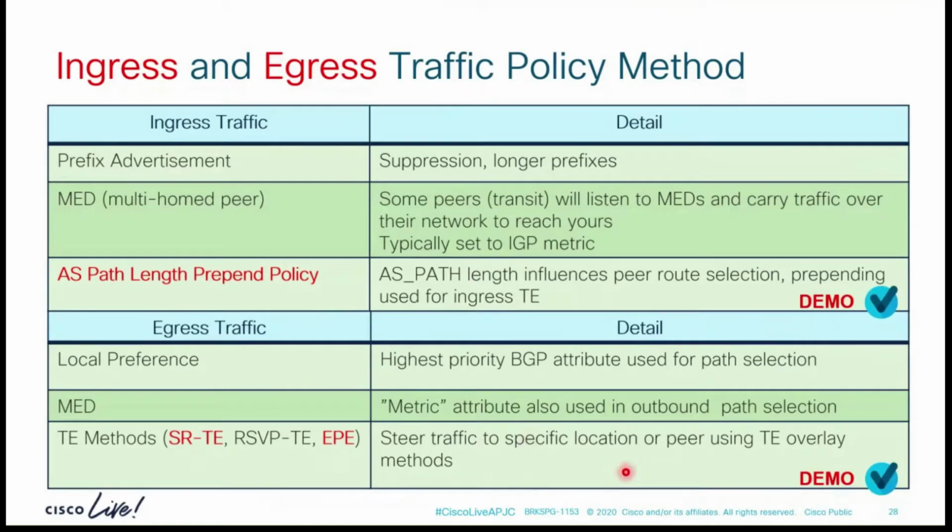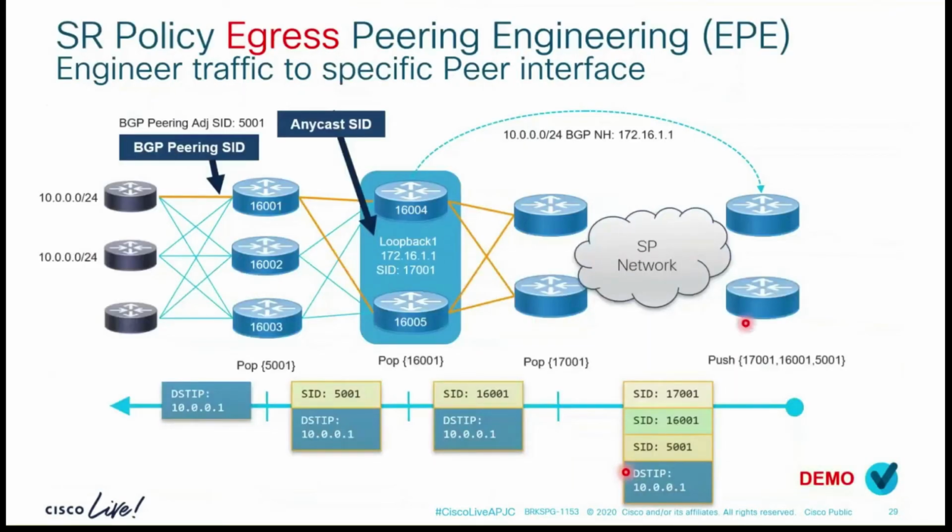Here's a bit of information on the EPE. Once the BGP peering SID is established and assigned by this router, this BGP peering SID can be part of the SR policy here, 5001. So the traffic comes from this router. It will go to the 16001, which is this internet border gateway.